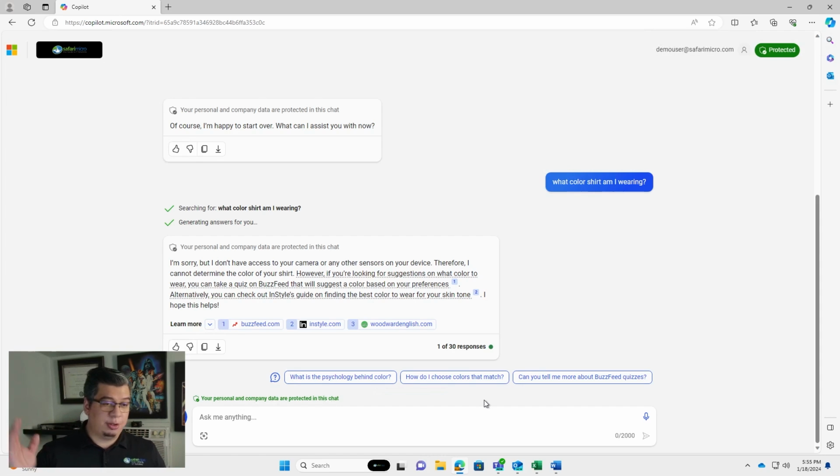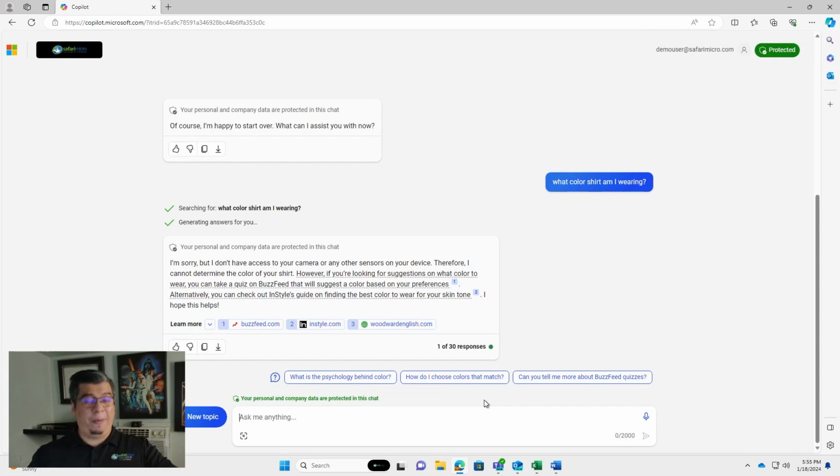So all your personal or company information that you give it in a chat session is protected. It's protected from even future sessions, and it's definitely not being used by Microsoft. Microsoft has no purview into any of that information that you provide the chat, and that it's not going back to train some other language model or AI.